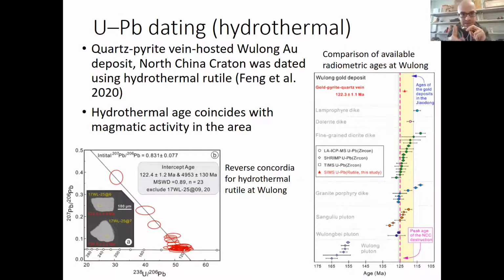Another example of uranium-lead dating, this time from hydrothermal rutile. This is a little bit less usual because in many cases, hydrothermal and low temperature rutile is less concordant, strongly discordant, and it's harder to date. But in this specific case, the ages obtained are very good. So they obtained in these gold deposits from the North China Craton an age of 122 million years, which then they compared with ages of magmatism in the area. And so their conclusion was that gold deposition and magmatism in the area are somewhat related.